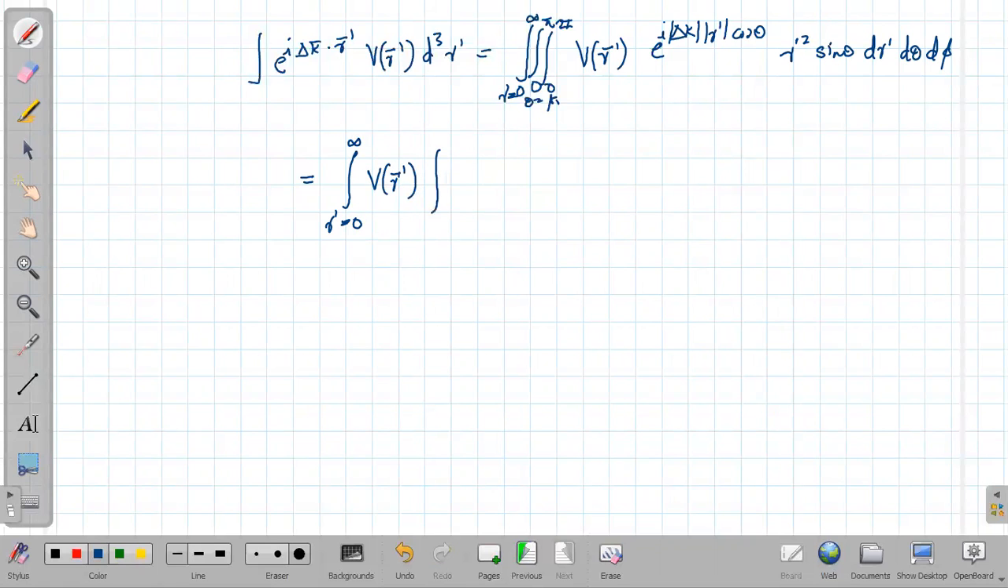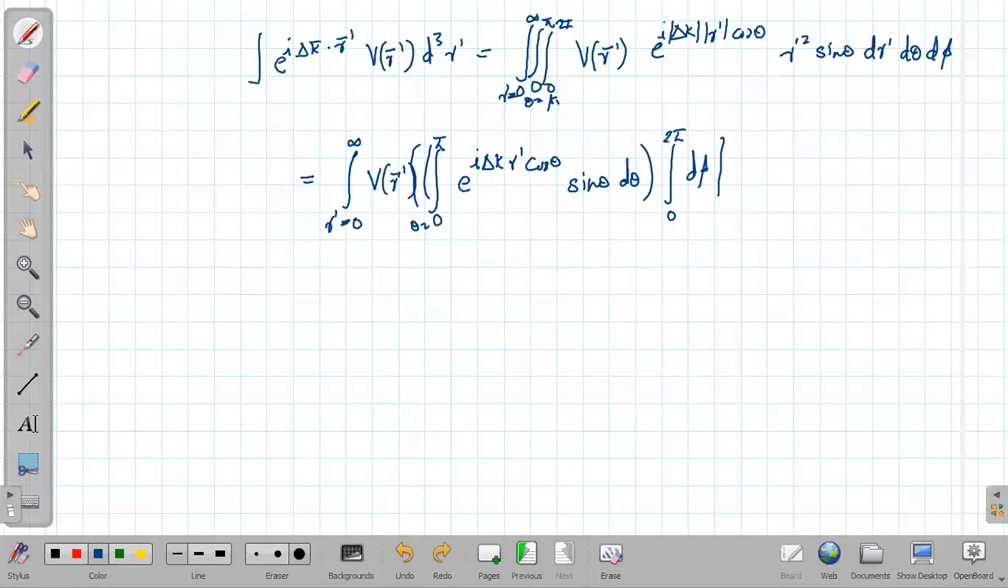then integral over theta, so theta 0 to pi e raised to I delta k r prime cos theta sin theta d theta, then integral 0 to 2 pi d phi, then again there would be an integration over r prime square dr prime.